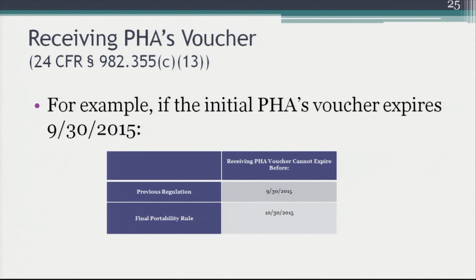So in this example, the initial PHA's voucher expires on September 30th, 2015. Under the previous regulation, the receiving PHA's voucher could not expire before September 30th, 2015. Under the final portability rule, the receiving PHA's voucher cannot expire before October 30th of 2015.